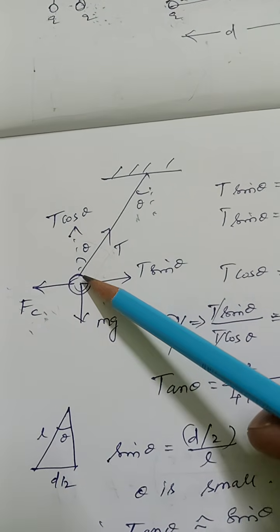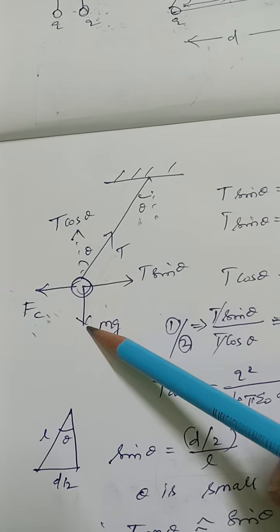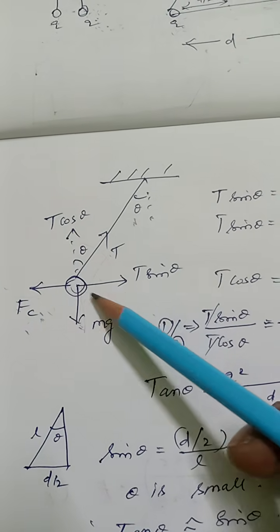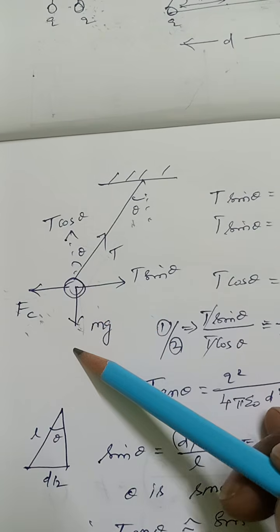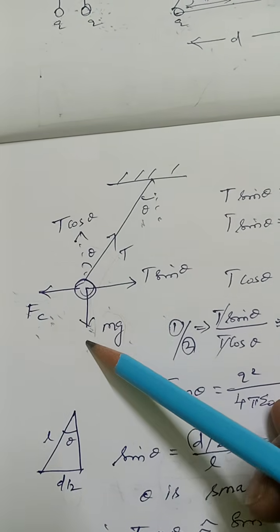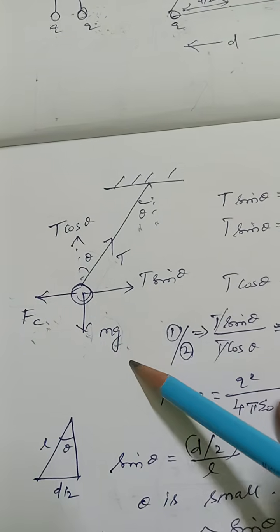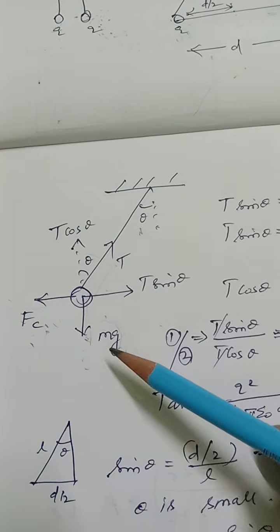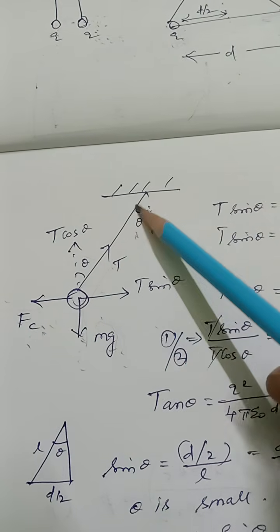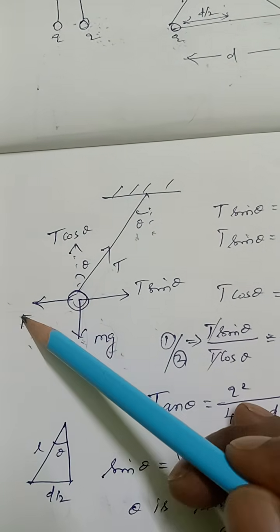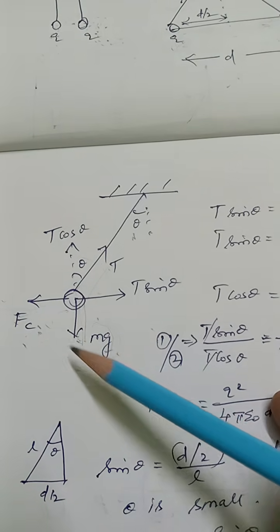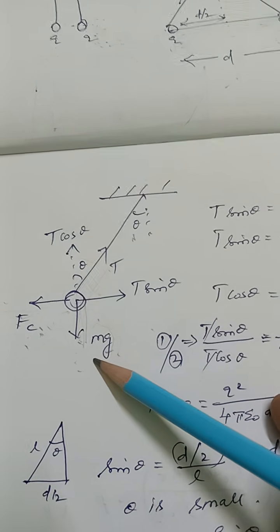And see the weight of the ball. Weight of the ball is nothing but the gravitational force acting on the ball, which is always directed downward, that is mg. This is weight of the ball, acting vertically downward. So now we have three forces. One is the tensional force along the string, another one the Coulomb force, another one the gravitational force, that is weight of the tennis ball.